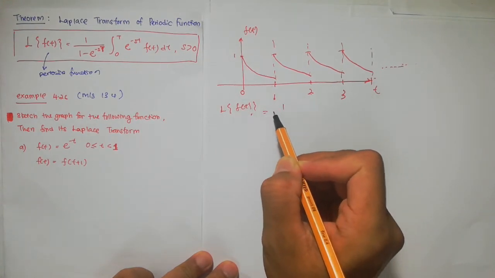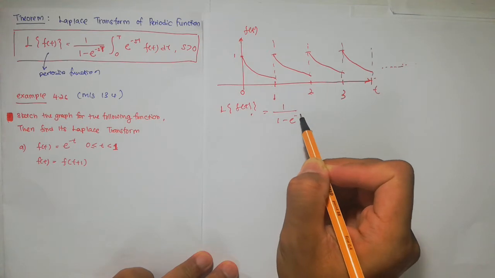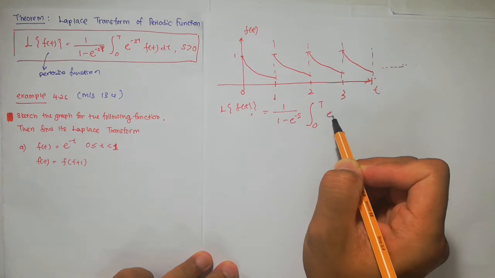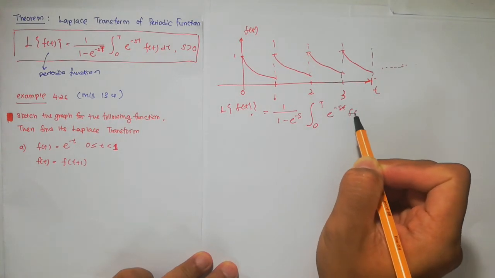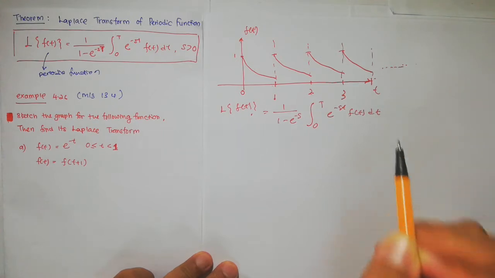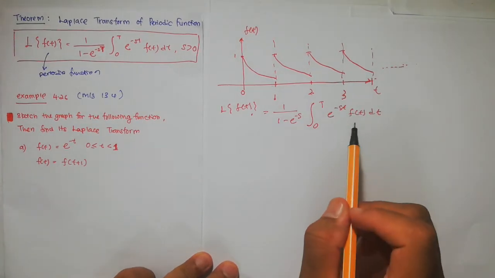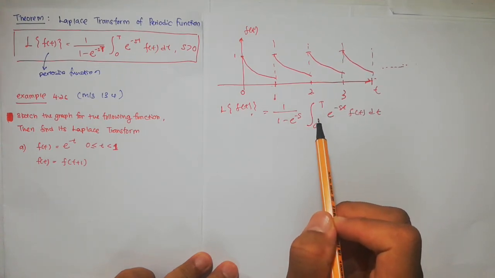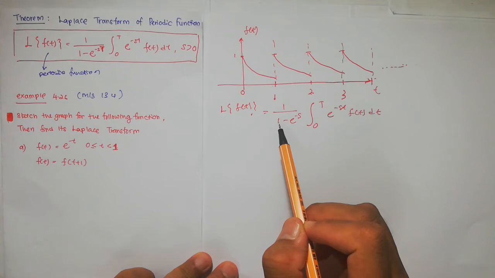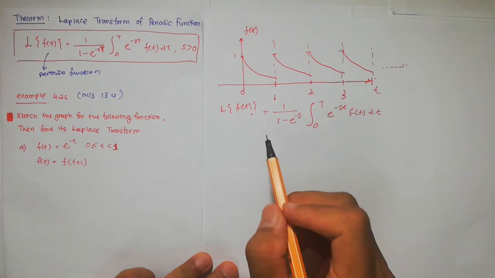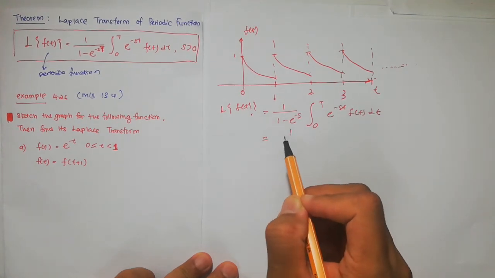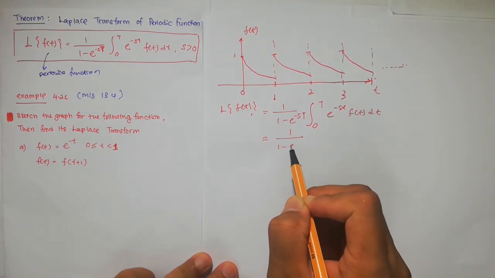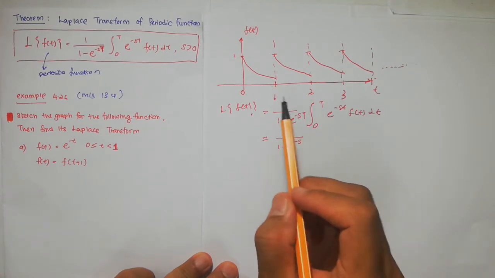This will be equal to 1 over 1 minus exponent negative sT, and then we will integrate from 0 to T, exponent negative st f(t) dt. Where f(t) is the function, and we integrate over one period, and then multiply with 1 over 1 minus exponent negative sT. Okay, let's continue the calculation. So we have 1 over 1 minus exponent negative s, and T is equal to 1.